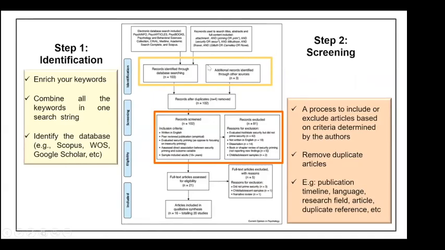So this is step 1, the identification. This is something that you need to present in your paper: how many articles you identified from the first database, and the number of articles from your second database. You need to identify the databases that you use for your search, and also the keywords. Before you move to the second step, you might need to remove the number of articles that are duplicates, the repeated articles.